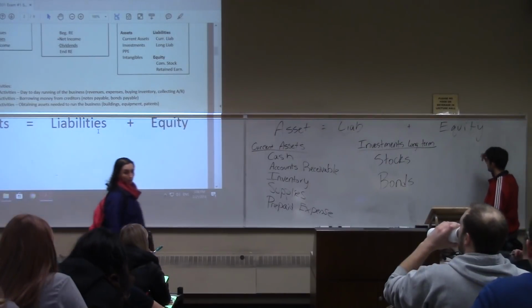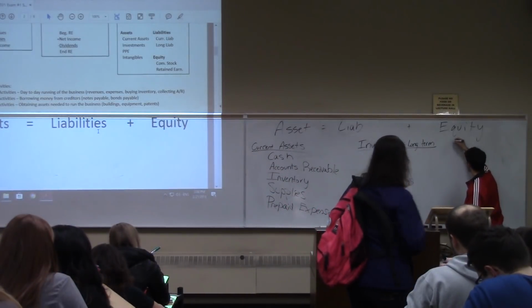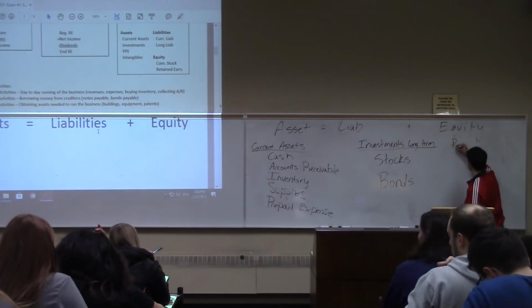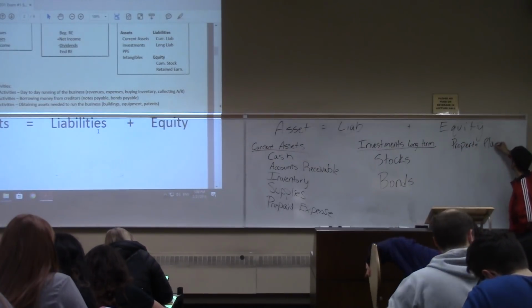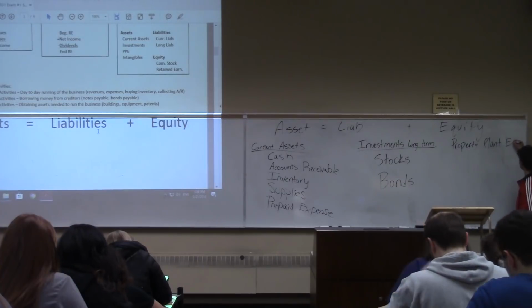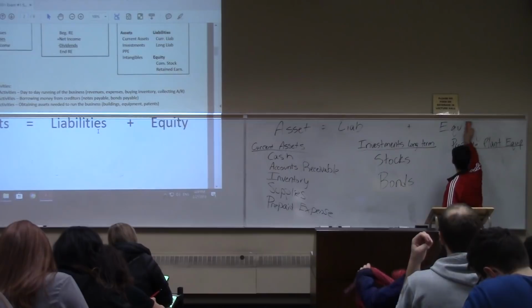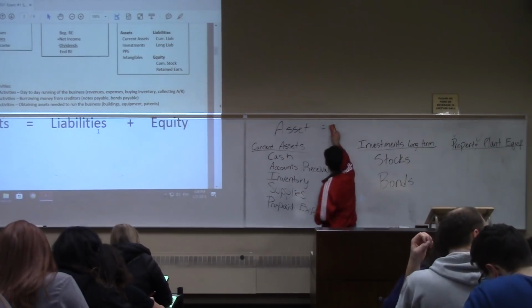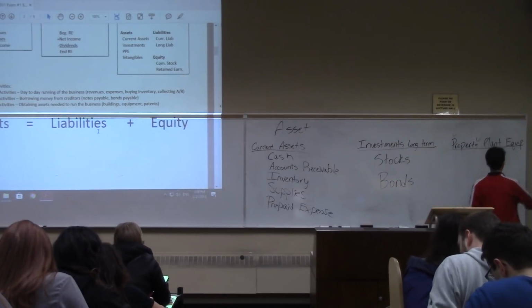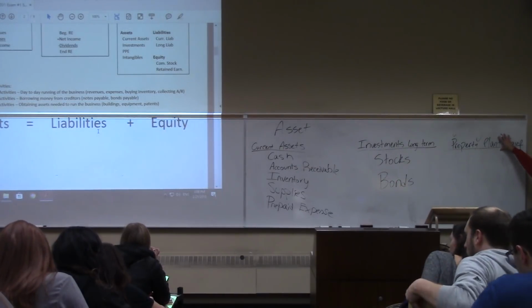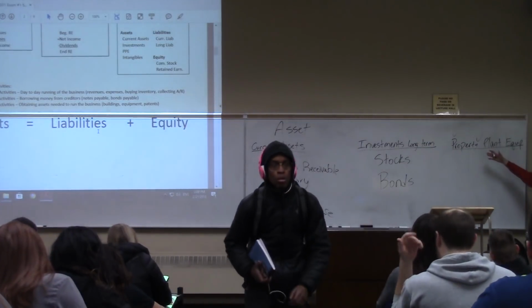They're both assets. So another category, we've got current assets, long-term investments, we've got property, plant, and equipment. For short, it's PP&E. And again, these are long-term assets, so we're going to use these or gain the benefit from these assets over a long period of time.